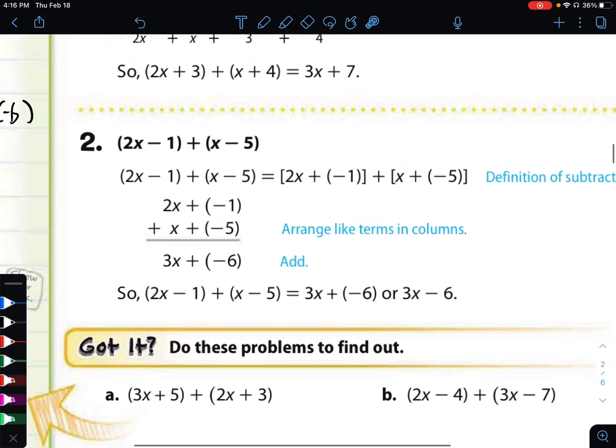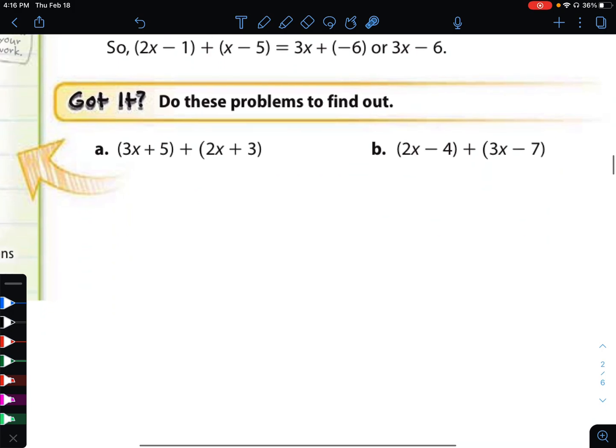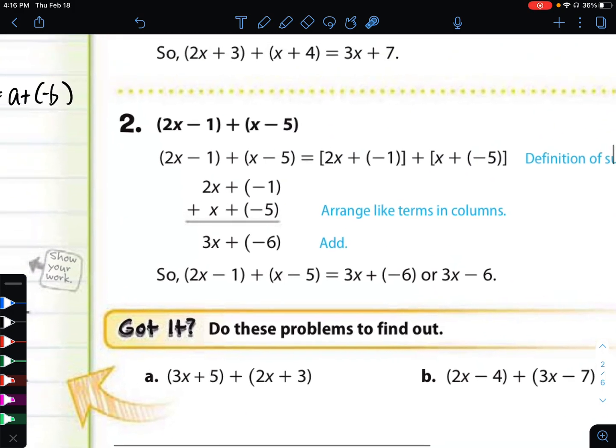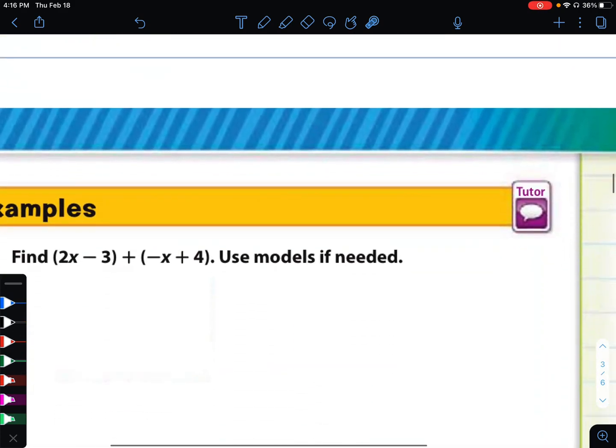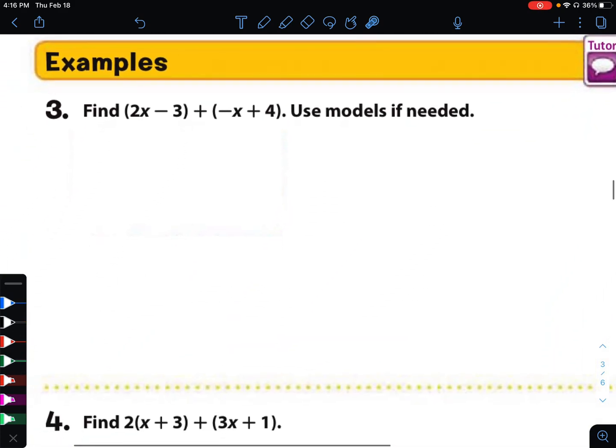Do the Got It problems A and B, and let's see if you understand examples 1 and 2. Let's take a look at example number 3. Find 2x minus 3 plus negative x plus 4. Use models if needed. So let's use models first, and then we'll go to example number 4 where we don't use models.